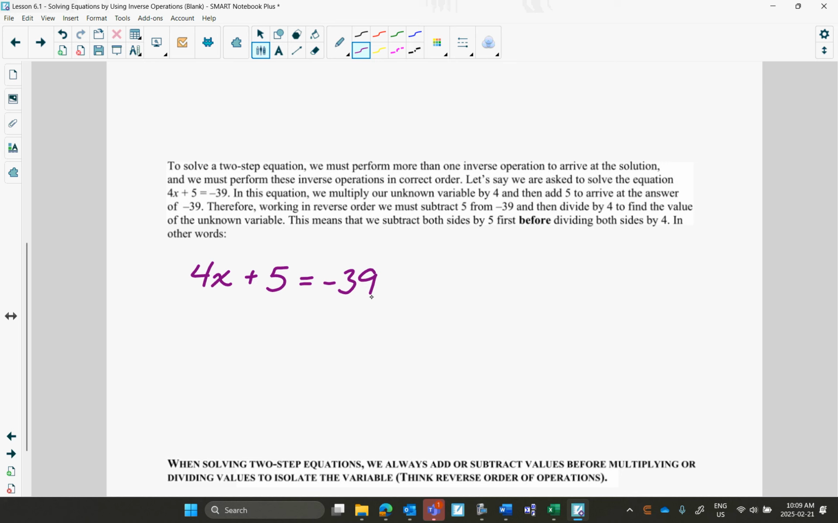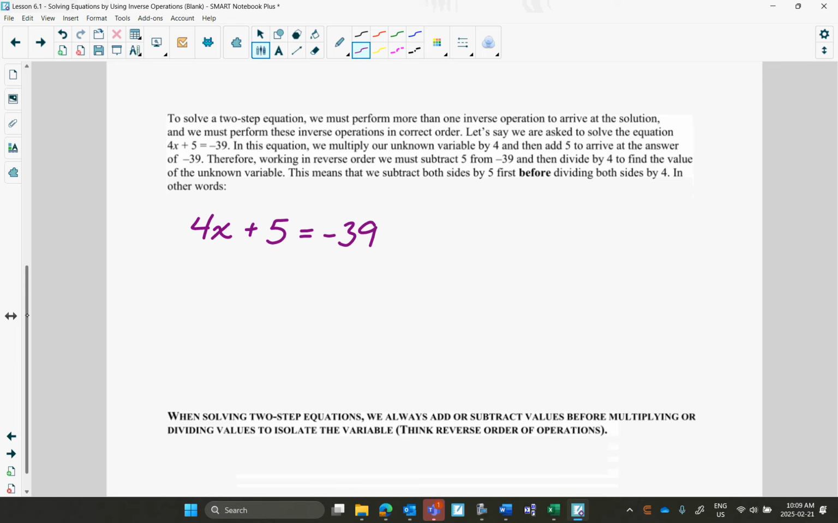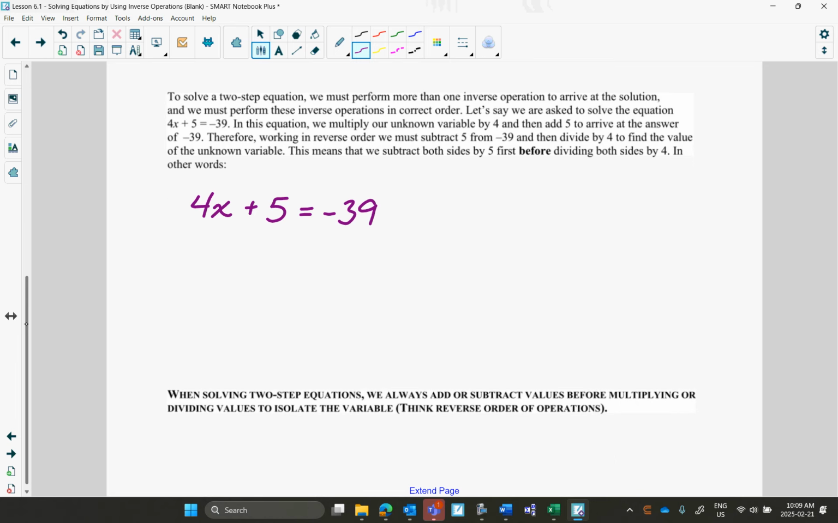The question is, which one do we do first? It's important the order that we do this. Exactly. It's reverse. Because we're going in reverse, think reverse order of operations. So addition and subtraction go first. Multiplication and division go next. Okay? So I want to get rid of the plus 5 first by doing what?